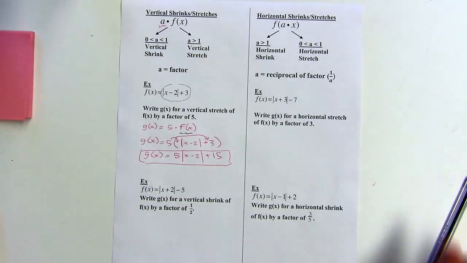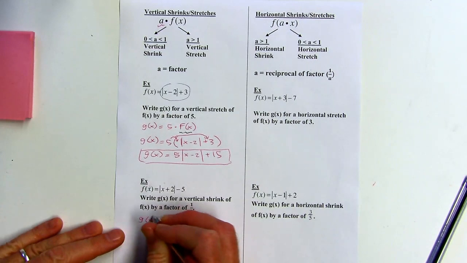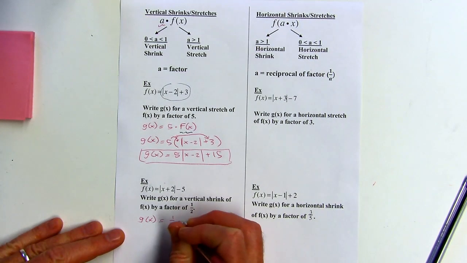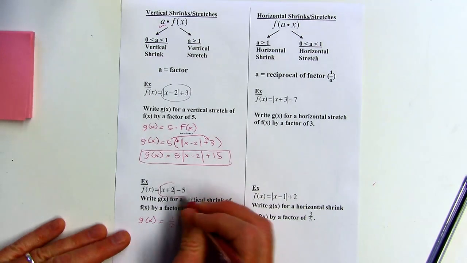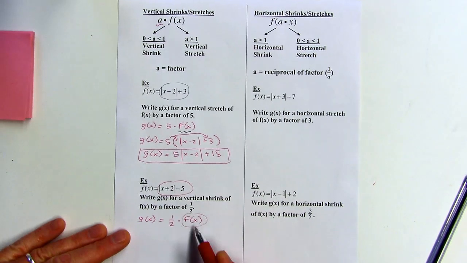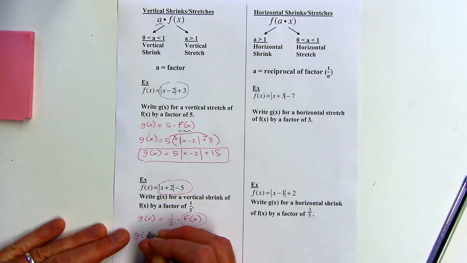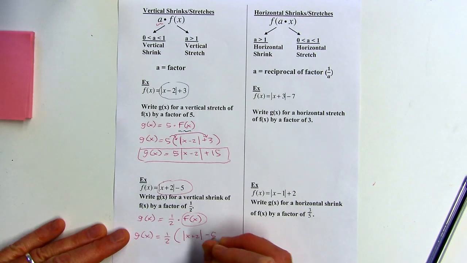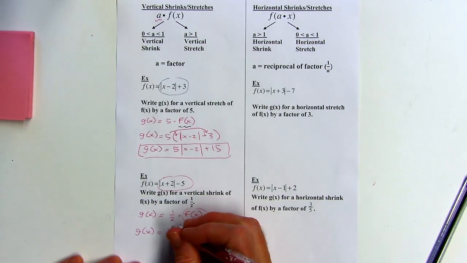All right. So when we're doing a vertical shrink here, we're going to use the same kind of strategy. So this is going to be my a value, so I'm going to take 1/2 times f of x. And again, just like the last problem, now I'm going to substitute in for f of x. I'm going to substitute in all of this, and I'm going to use parentheses when I do that to help remind me that I'm going to need to distribute. Okay. So here, let's distribute the 1/2.